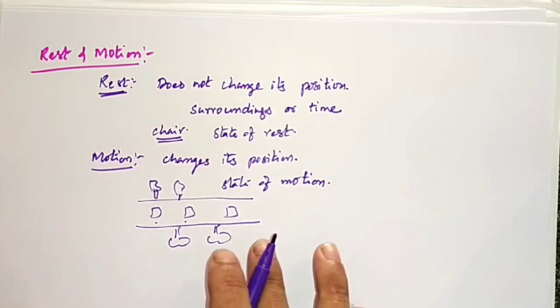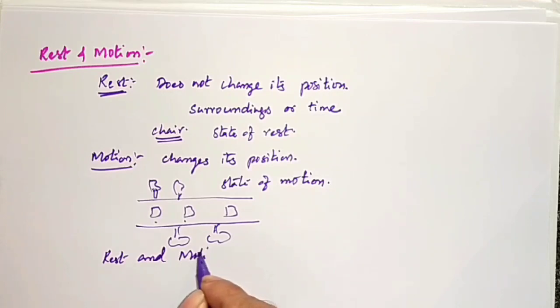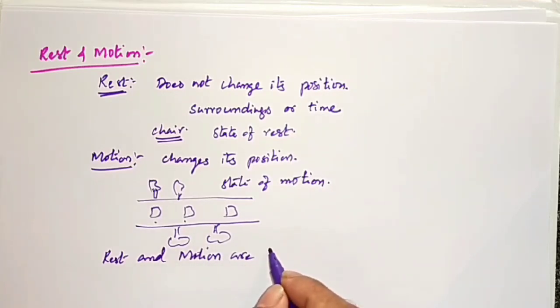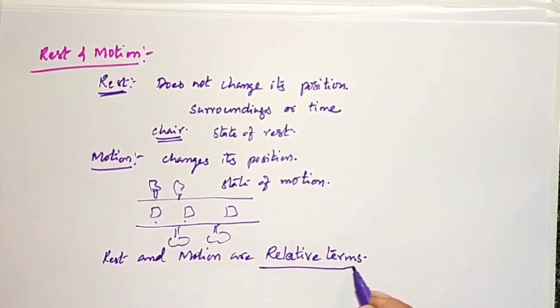Right. Now the thing we have to know is that these two terms, rest and motion, are relative terms. What is the meaning of relative terms? Not relatives like uncle, auntie, not that relation. Relative means we cannot define one term without another. What does it mean? Now I'll give an example.